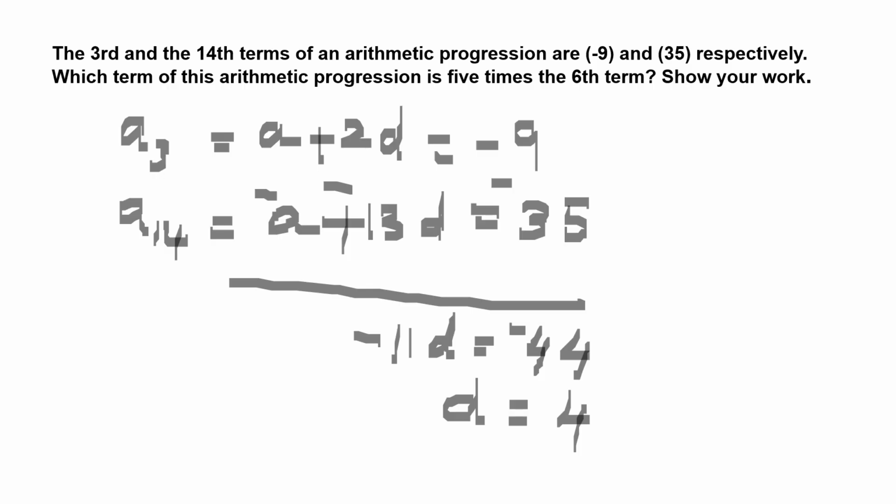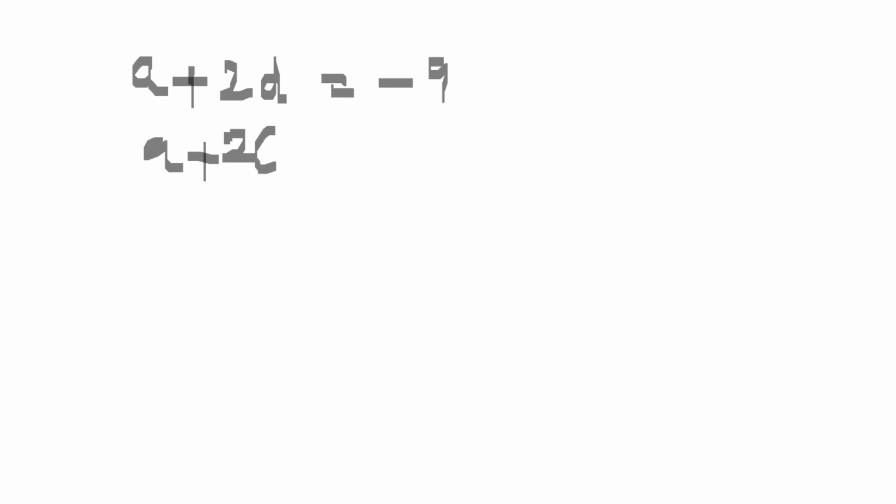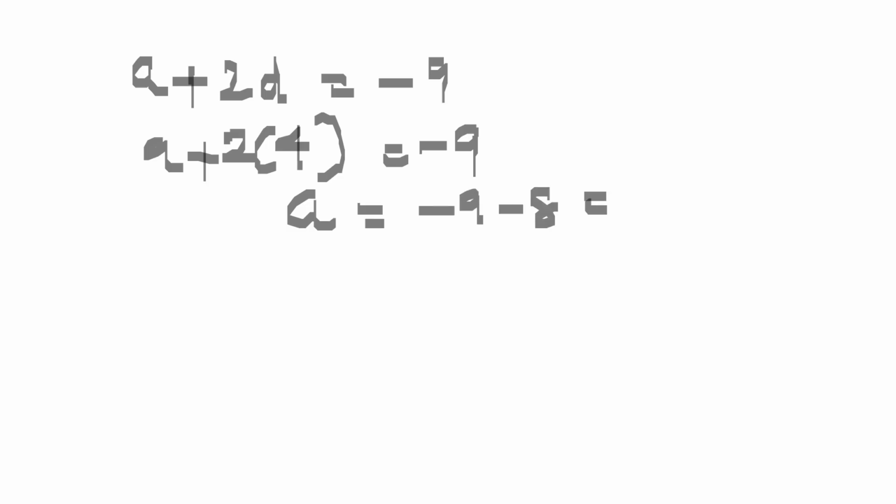Now substitute the value of d in any one of the equations. You will get the value of a. a plus 2d is minus 9. We can substitute a plus 2d equal to minus 9. We have d as 4. So a plus 2 into 4 is equal to minus 9. So a equal to minus 9 minus 8, which is minus 17. So a equal to minus 17 and d equal to 4.